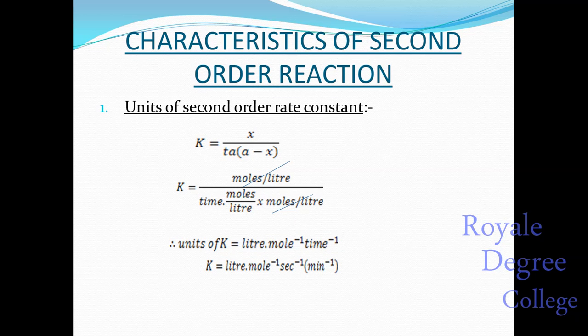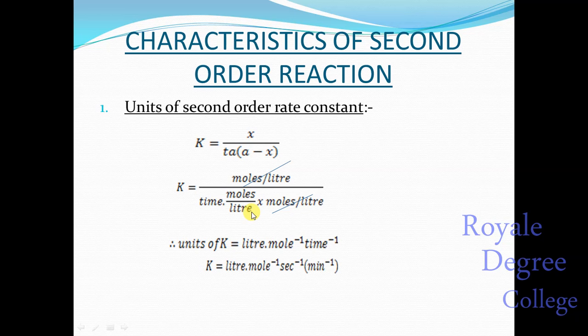Now we will see the characteristics of second order reaction. The first one is the unit of the second order rate constant. As we know, the formula of the second order rate equation is K equal to x by t into (a minus x). Now in place of x, a, t, we substitute their units. The unit of x is moles per liter. The unit of t we write as it is. Then the unit of a is moles per liter, and the unit of a minus x is moles per liter. So moles per liter gets cancelled. So here we get the unit of K equal to time into mole to the power minus 1, reciprocal.